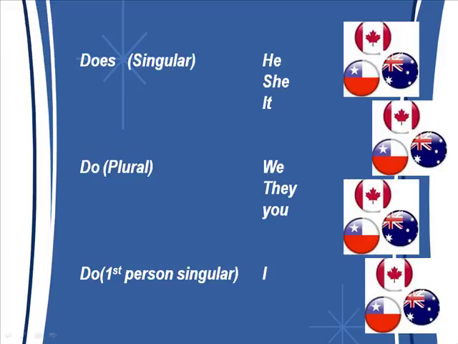In the present simple tense, you have to use auxiliaries. In this case, you have two different kinds of auxiliaries. First, does and do. Does is singular. You use does with he, she, or it. You use do, plural, with we, they, you. Do is also used with I, the first person singular.